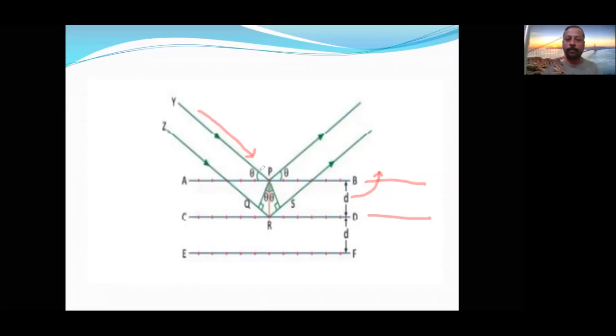They both are approaching parallelly up to here, but this ray traveled Q to R extra distance, R to S extra distance. Okay, this second ray, which is diffracted by the second layer, is traveling extra distance when compared to the first ray. Because of that extra travel, the time gap will be there.